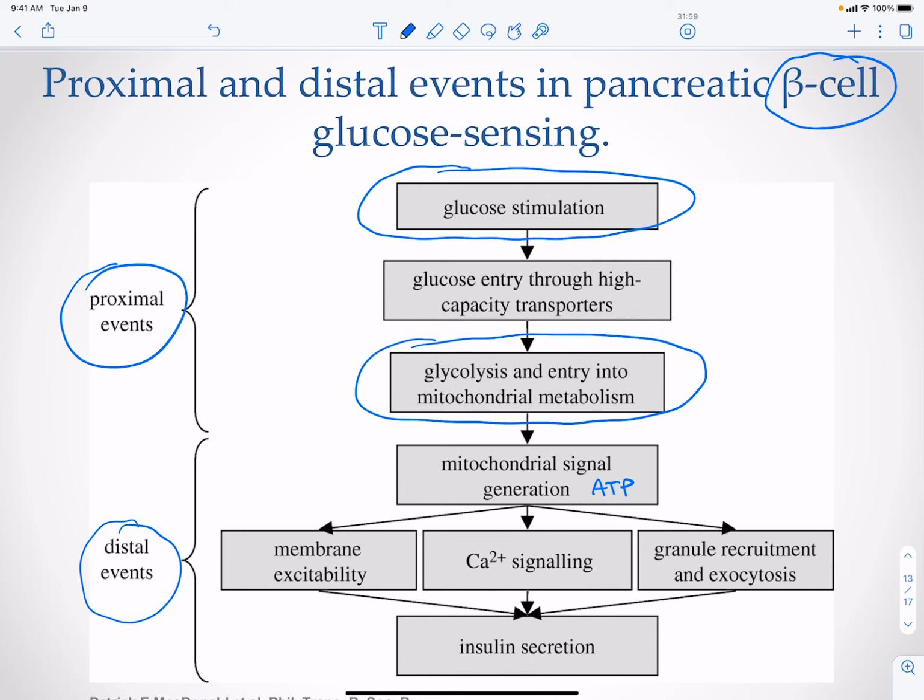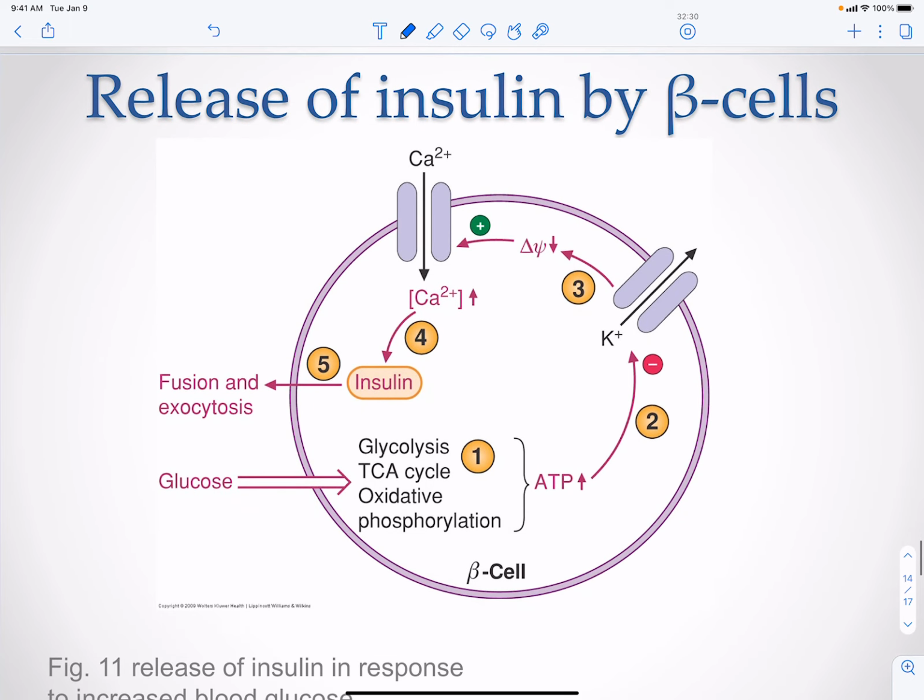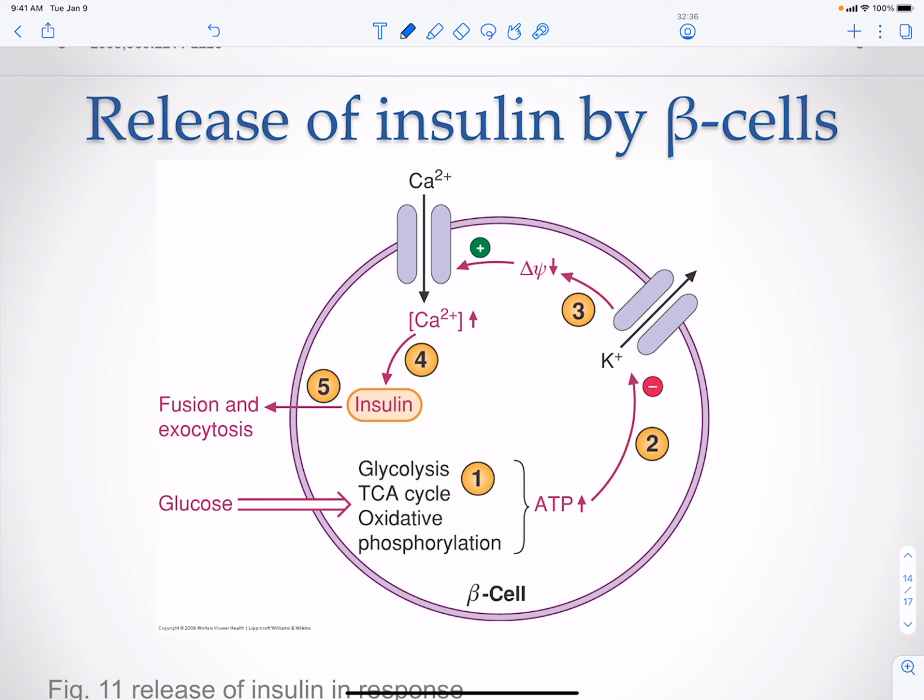And a few things have to happen for distal events to occur. One is you're going to have to change what's going on at the membrane, so you're going to have to excite the membrane. Two is you're going to have some form of calcium signaling. Remember, I told you in the prior slide that insulin release is dependent on both zinc and then calcium for signaling for its actual release. And then you're going to have your granule recruitment and exocytosis of your actual insulin and release of the insulin. And so keep in mind, insulin's going to be released by beta cells of the pancreas. So let's go through each of these.